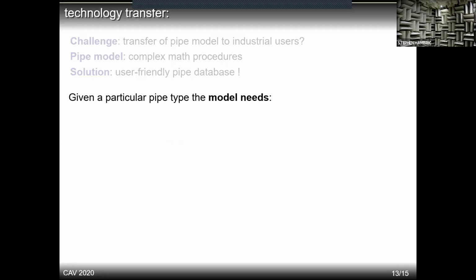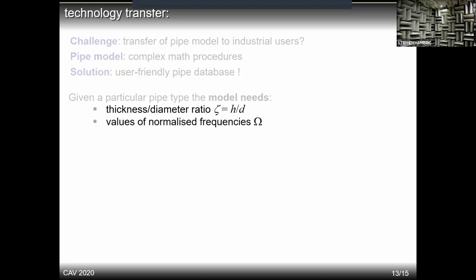If we take a particular pipe type, that means a pipe of a given material and filled with a given fluid, all that the model needs is the thickness to diameter ratio, which I call zeta here, and the values of normalized frequencies at which the analysis will be made. But of course, when we make the computation, we don't know what zeta and what frequencies the end users will need. So we need to create a database which will cover all possible cases.